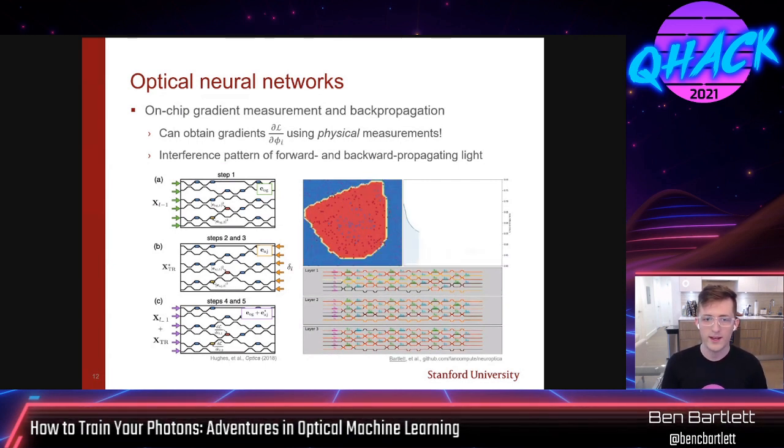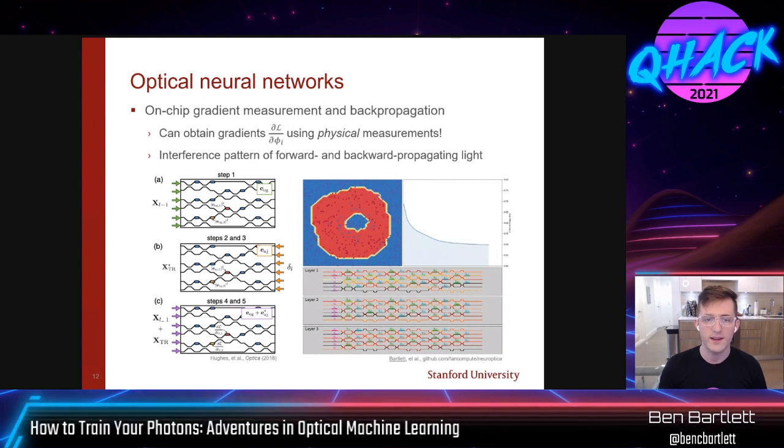And then if you look at how much light is at each phase shifter, the light intensity at each phase shifter will directly tell you how much each phase shifter needs to be adjusted for the next step of gradient descent. And this animation to the right is simulating doing exactly that.